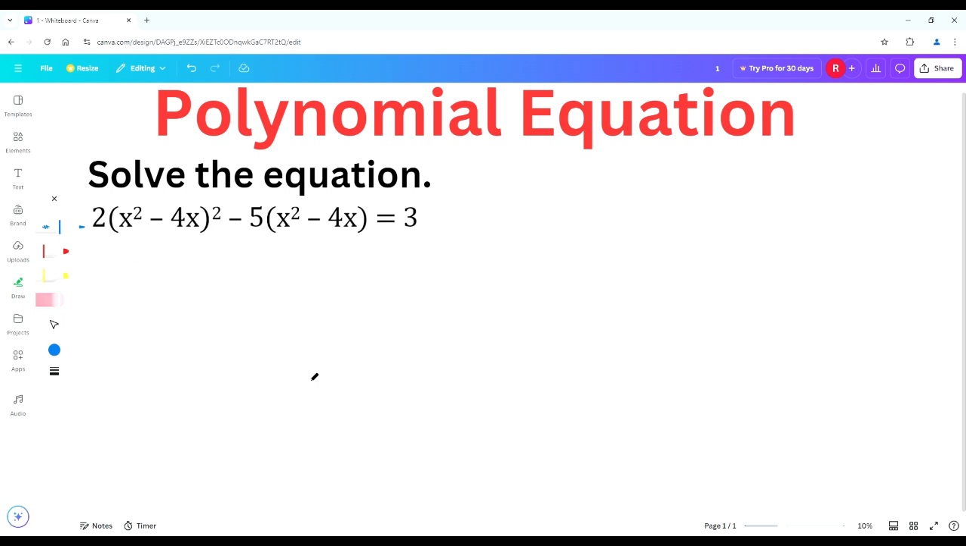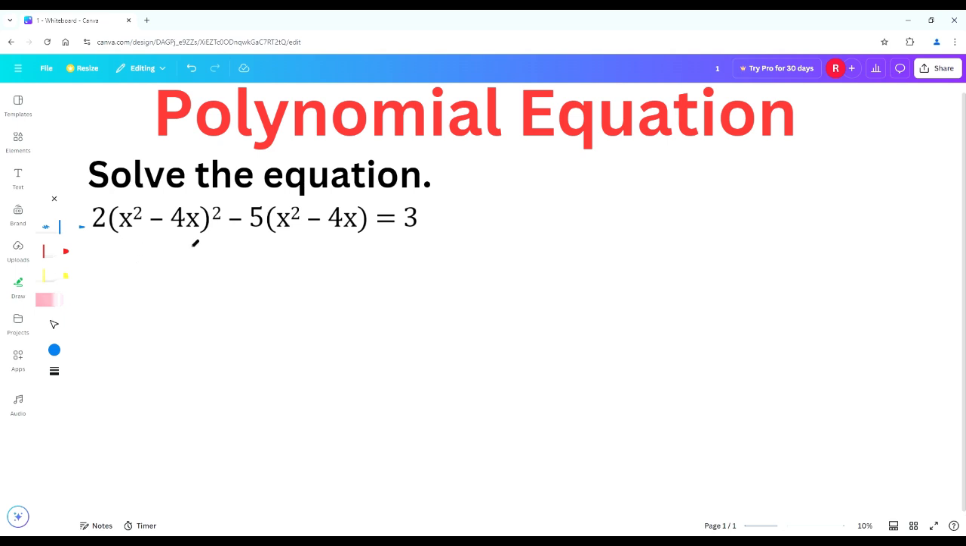So in this video, we'll solve a polynomial equation. As per the problem, solve the equation. And this is the given equation. On the left side, we have 2 times (x squared minus 4x) squared. And in the second term, we have negative 5 times (x squared minus 4x). We should not distribute the terms in this equation. To solve this equation, we should use the substitution method.